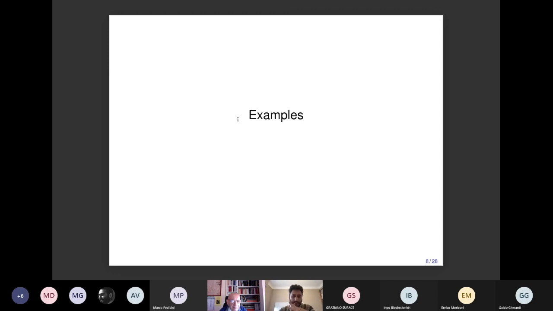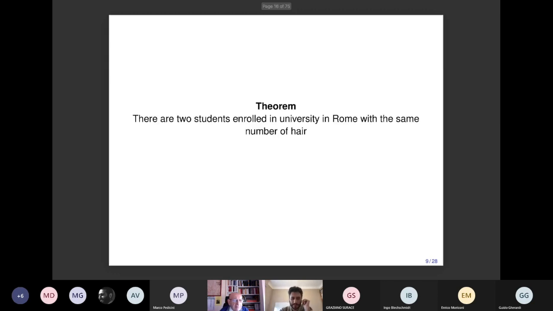And to do so, I will take two examples. The first one is pretty easy. I think that something similar is often done during courses of logic. And this is a little theorem. I say that there are two students enrolled in Rome University who have the same number of hairs.